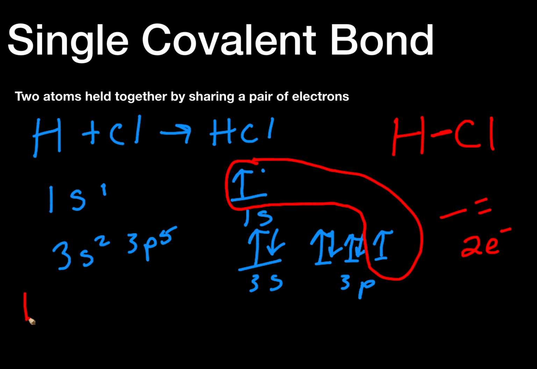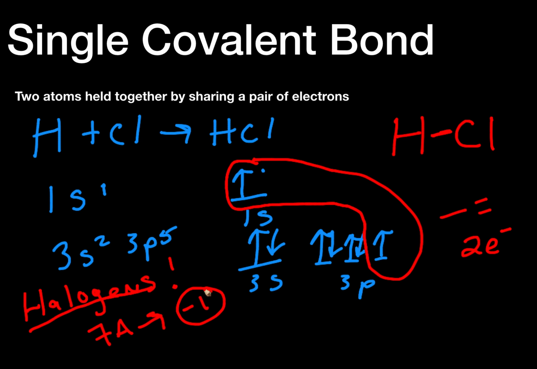So halogens. When you think of single covalent bonds, think of halogens. They're group 7A. They want to gain 1 electron. So they usually want to have single bonds.